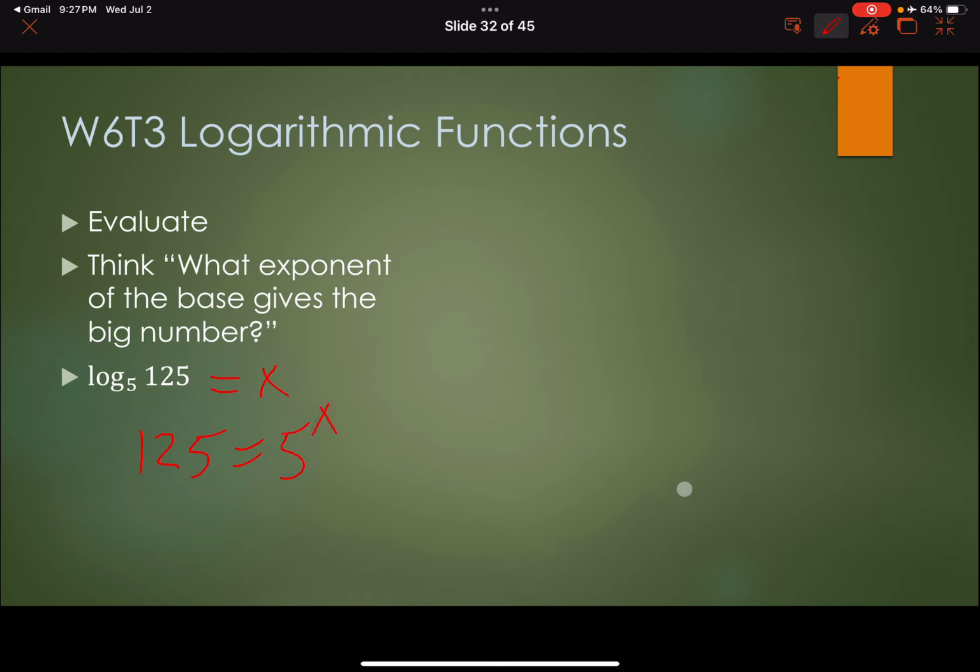Now you could flip those sides. It doesn't really matter. So now you have to think about 125: 5 to what power? 5 to the first is 5, 5 to the second is 25, 5 to the third is 125. That means that x is 3. We could also do it the way we did last class with exponential functions: make 5 to the third equal 5 to the x. Same thing, you get that x is equal to 3.